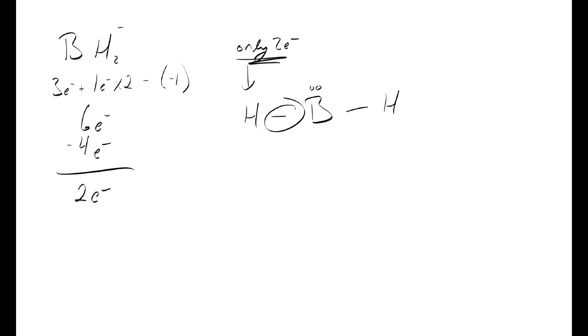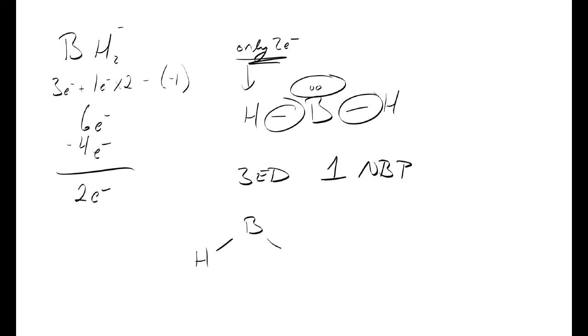That gives us 1, 2, 3 electron domains, 1 non-bonding pair. So that means that it has a bent molecular geometry, which means that our symmetry is broken. Both hydrogens are on one side of the molecule. So it is polar, our first polar molecule of the evening.